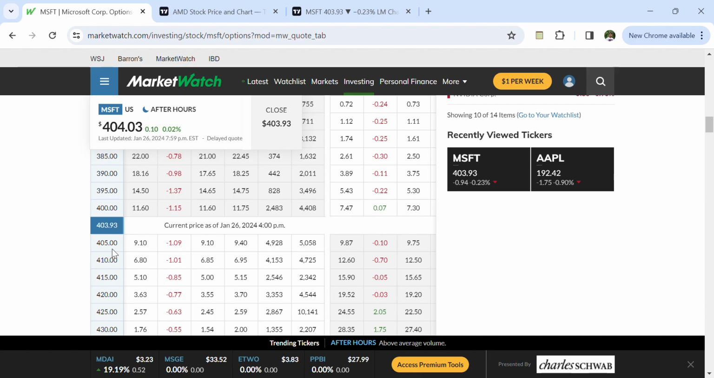If you want to do this credit spread, you are selling the expensive option, that is the 9.10 405 strike, and buying the 410 call for 6.80, which means you are collecting $230 from the market. You are collecting $230 from the market. Okay, but the broker will block $500 from your account.